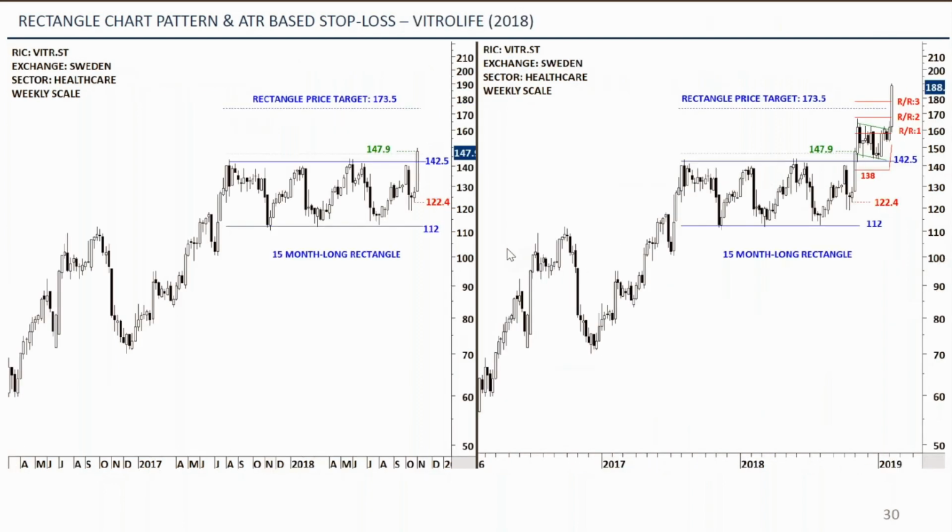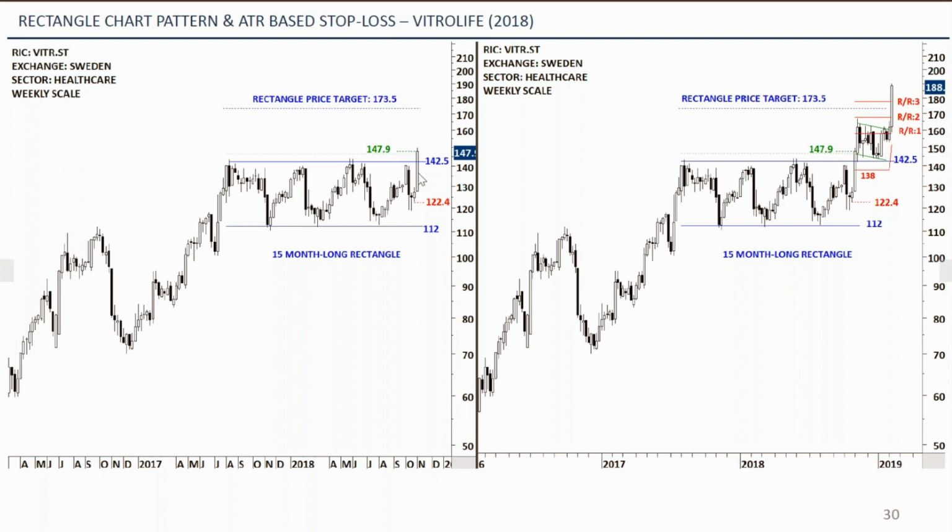Another way to use those trailing stop losses, if you wanted to move slowly and you have a longer term perspective, is to use it on weekly scale price charts. For example, here we have the Vitrolife that is breaking out of a 15-month-long rectangle. 142.5 was the level of the upper boundary. The breakout took place. Confirmation was at this level.